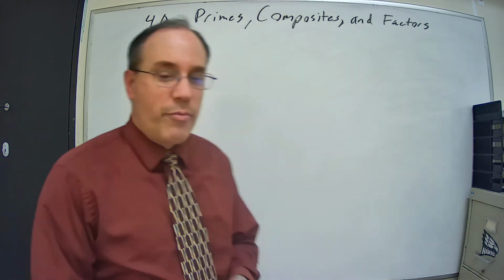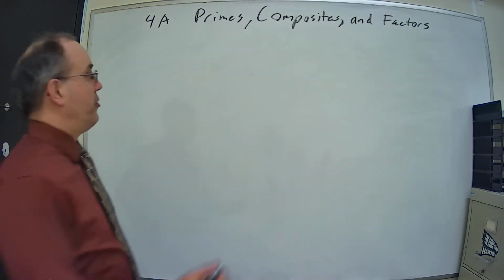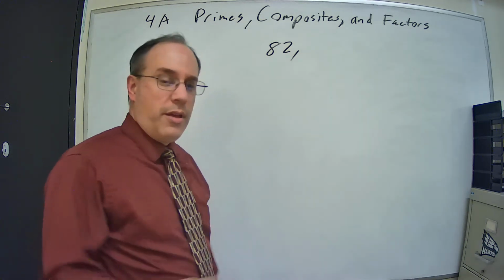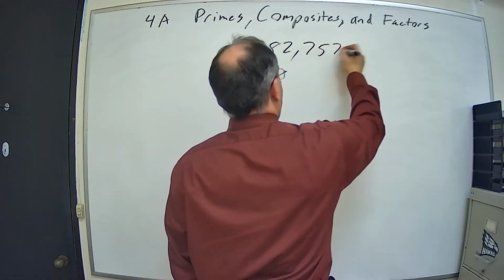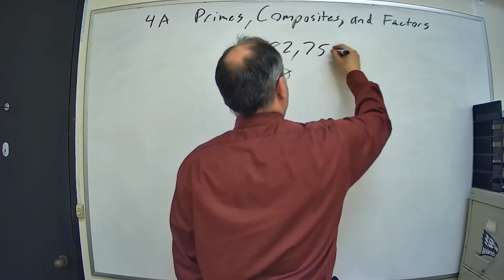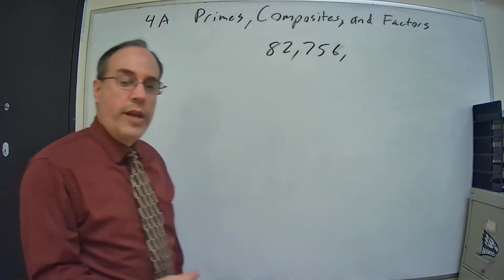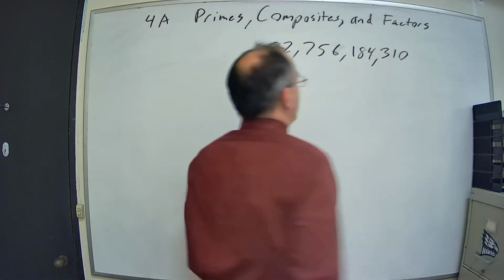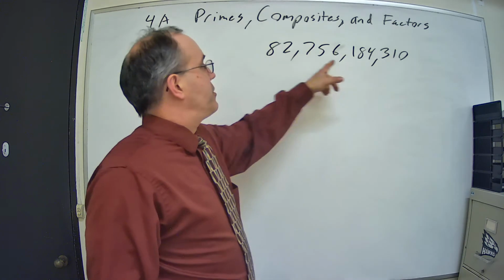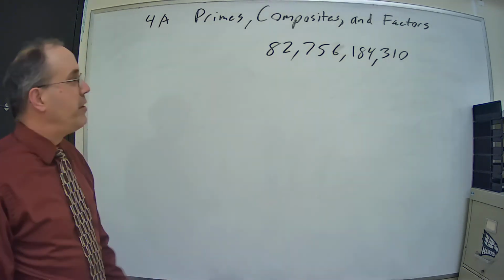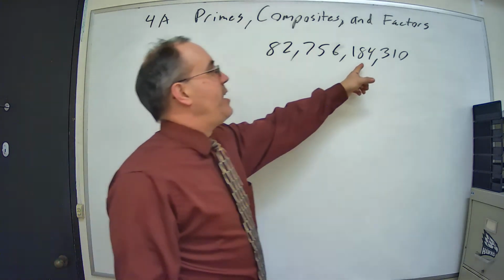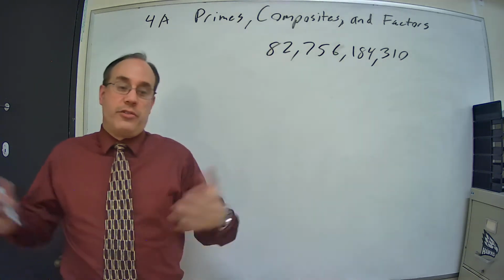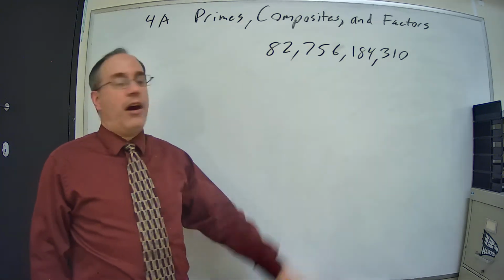So I'm going to put a somewhat random number up on the board. So let's say I have 8, 2, 5, 7, 6. Oops, let's make that actually be a 6, right? 5, 7, 6. 1, 8, 4. 3, 1, 0. That's the ones, the thousands, the millions, the billions. So that's 82,756,184,310. And I want to start determining whether certain numbers are factors of this.